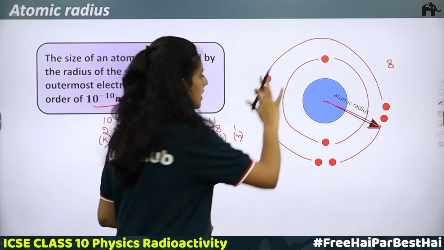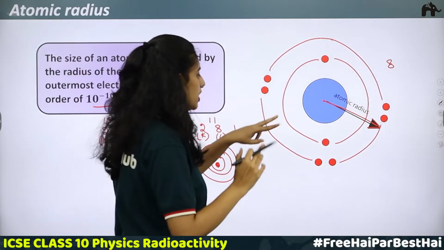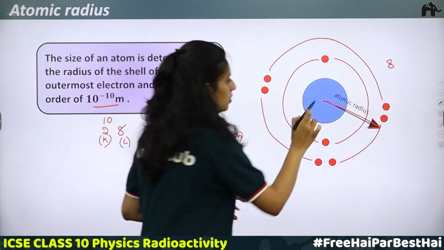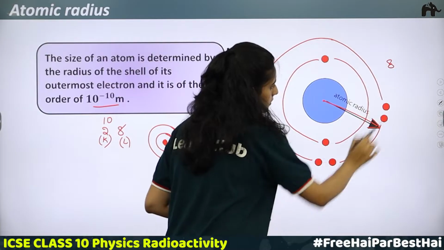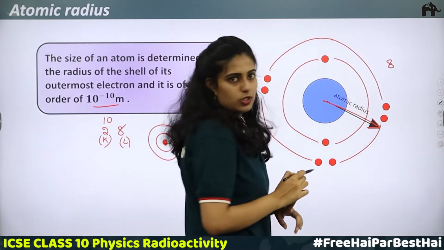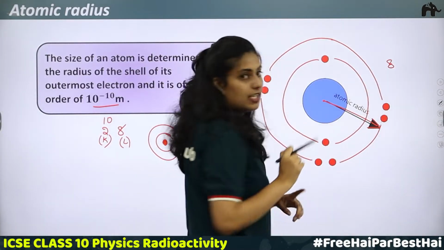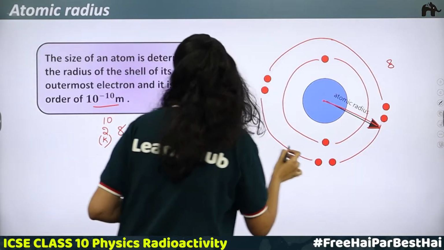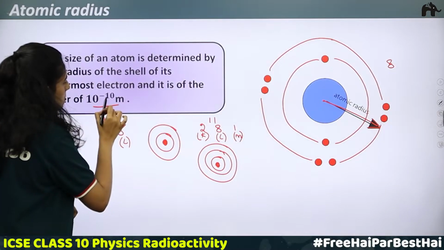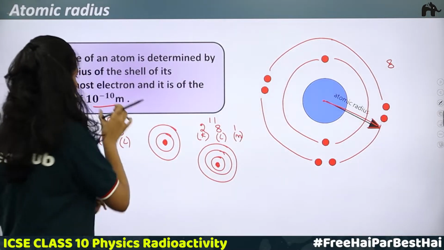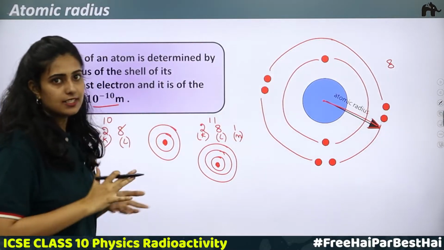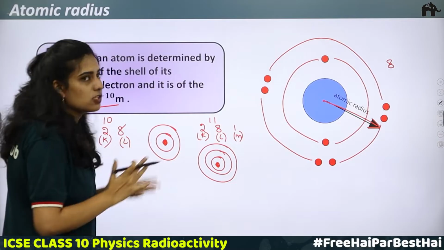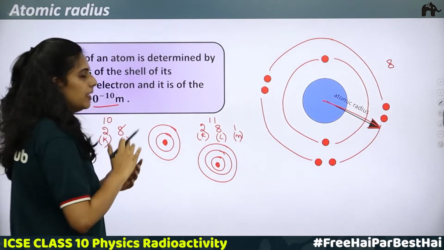So this is how the electrons are distributed. Only 2 shells are there. So to calculate the atomic radius, we have to start from the center and go to the end of this orbit. Okay, then calculate the radius. Radius will be in 10 raised to minus 10 meter, approximately in this range it will be there. So as the number of shells increases, what happens? The radius also increases, then the size also will be increasing.